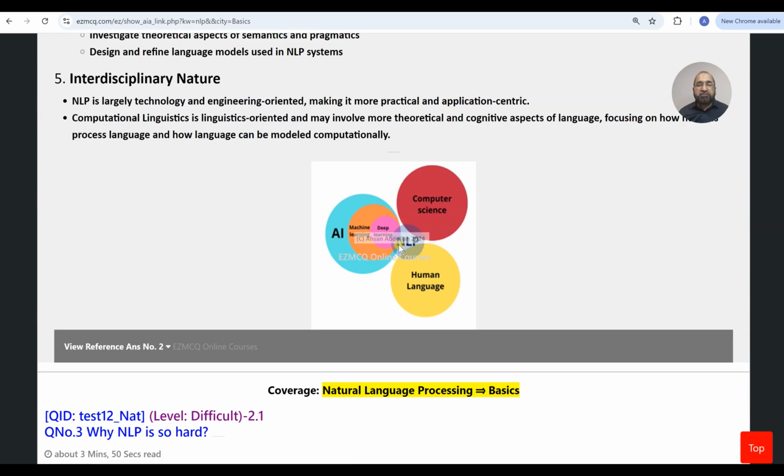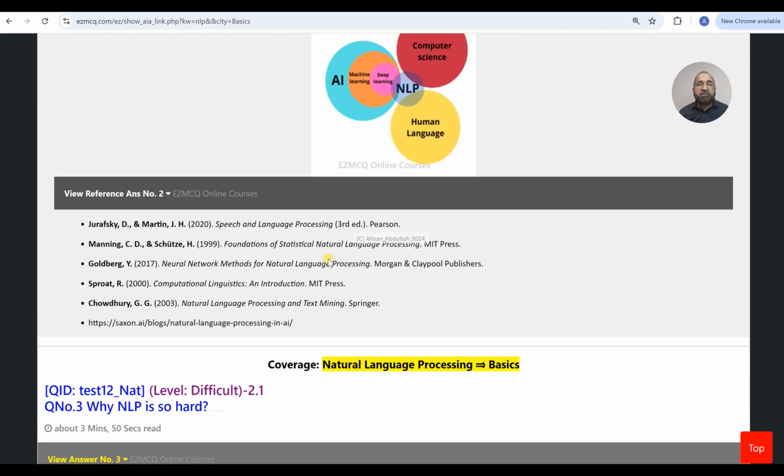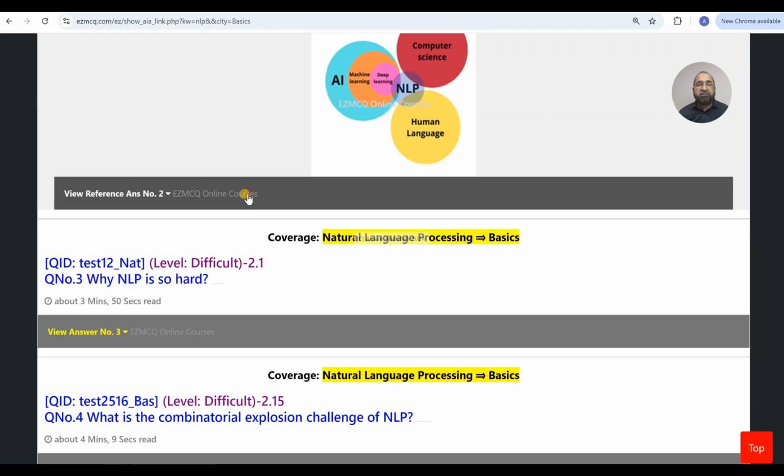And this figure is a good example of how NLP deals with human language, computer science, deep learning, AI. This is not the case for linguistics. So these are some of the references. Book references are there, papers are there, and websites are also there for your benefit.